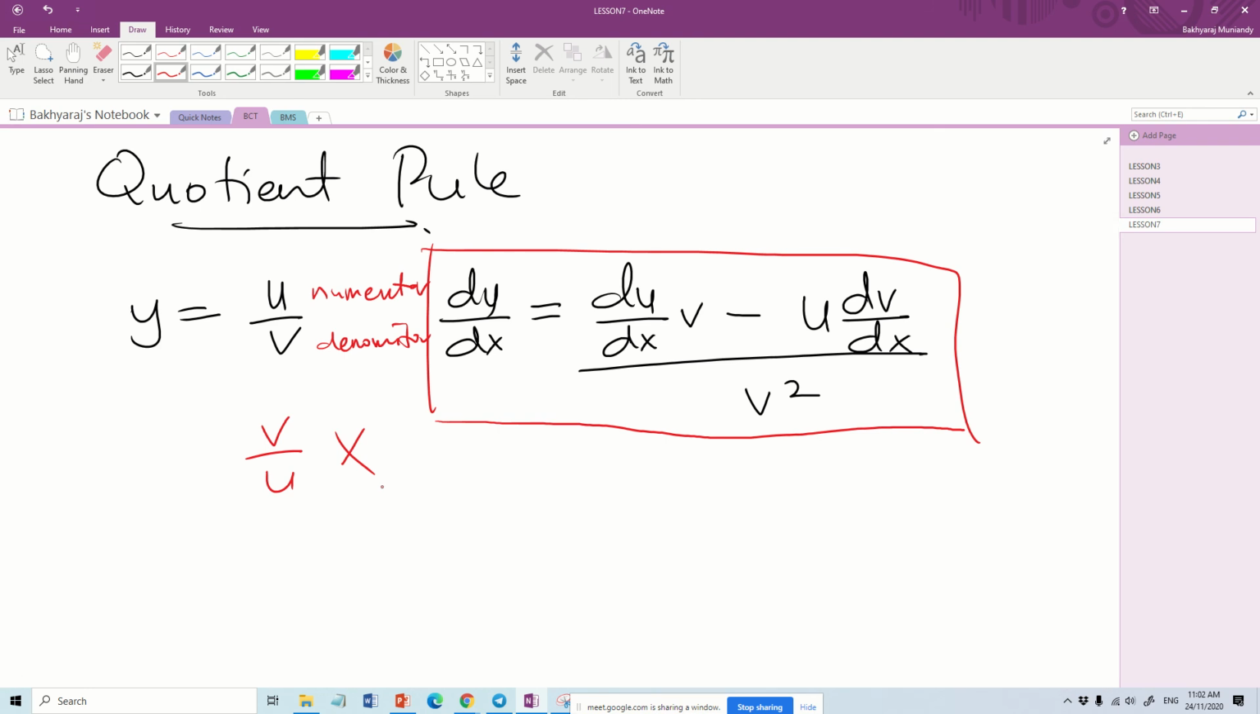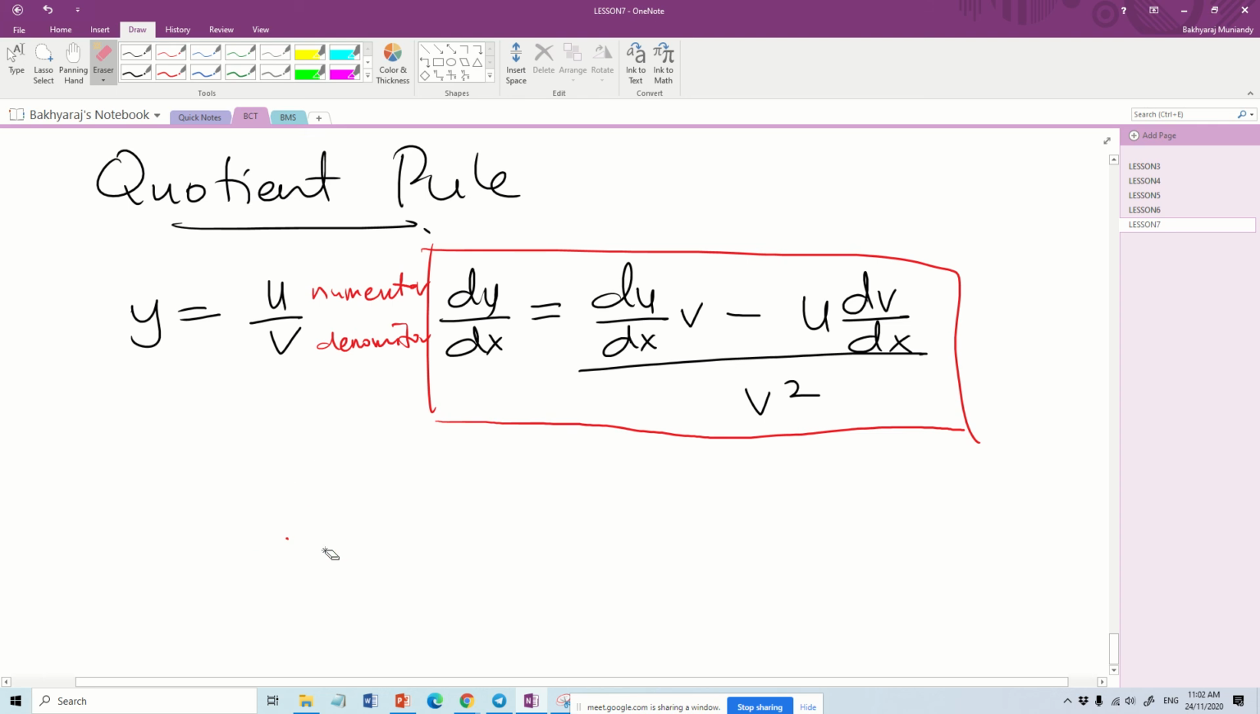So cannot change place. But for product rule, you boleh tukar tempat. Tak kisah, you boleh letak siapa-siapa jadi u, siapa-siapa jadi v, you still will get the same answer. Product dia tak kisah u v ke v u, dia mesti dapat jawapan yang sama. Tapi bila comes to quotient, dia mesti u atas, v bawah. So you cannot change place. U must be u, v must be v.